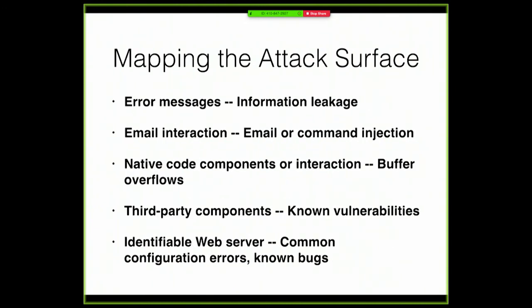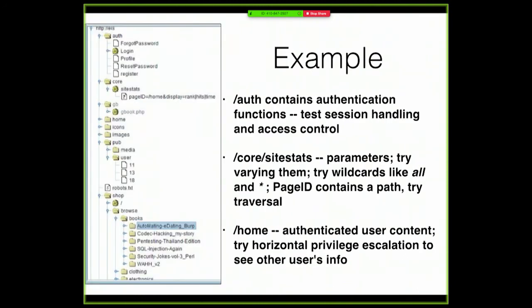The error messages leak out information. You may be able to inject emails or commands. If you have native compiled code, like DLL files, it can now have things like buffer overflows and dangling pointers and all the exploit development sort of things that would be exploitable, and all the third-party libraries have known vulnerabilities and known attacks for them, and the same thing with the web servers. Once you know what version and what product they're using, you can just try for the common errors of that version and that product. So here's an example, I think from your book.